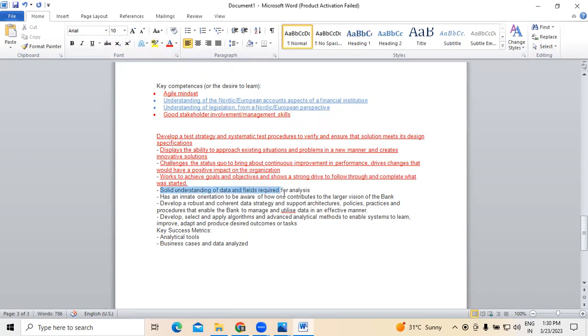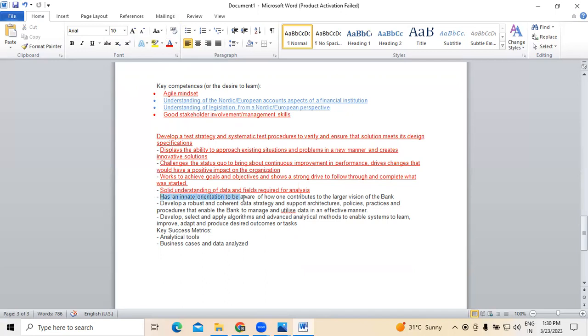Solid understanding of the data fields and required analysis. This is something relating to the kind of profiles where data is involved. There you need to have this understanding of the data. Otherwise, being a BA, you are not directly involved in data, knowing about the data and all, because you will be lined up majorly with business requirements, all that.